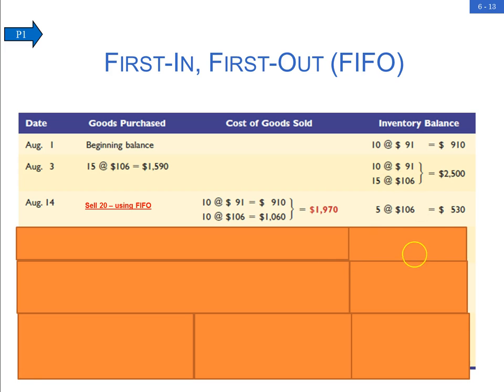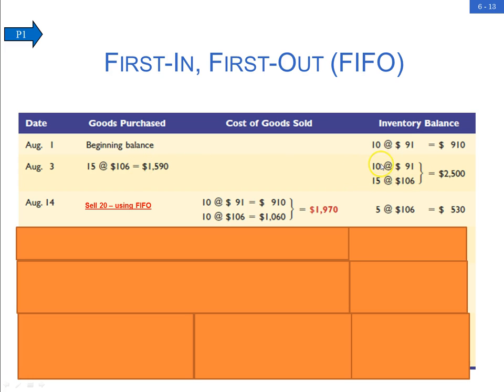So after this sale, we've got 5 bikes that cost us $106, 5 left from this August 3rd purchase. Real important, by the way, when you're doing your homework and trying to understand this stuff, after every transaction, whether it's a purchase, write out what's left in inventory.